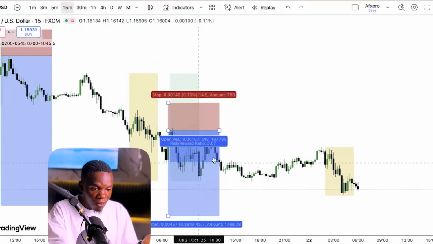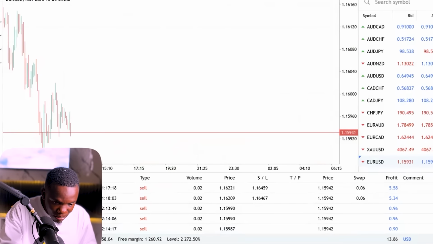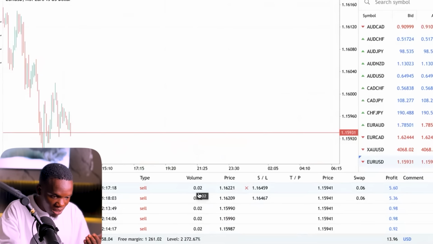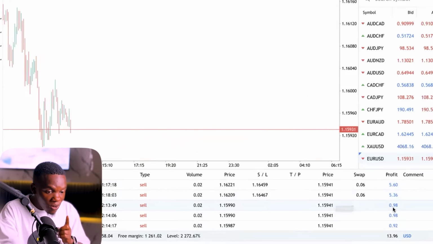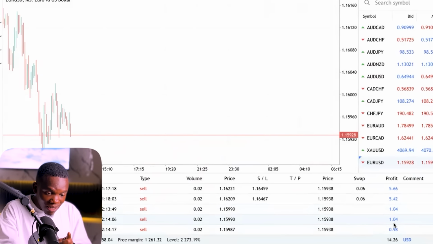Now the trade has not developed. Let me show you guys the trade, all right? You can see right now about 13.8 USD, although I'm using small lot sizes, all right? 0.02, 0.02. I've also executed another trade today, all right? I just executed these orders a few moments ago. These 3 orders I'm holding right now.